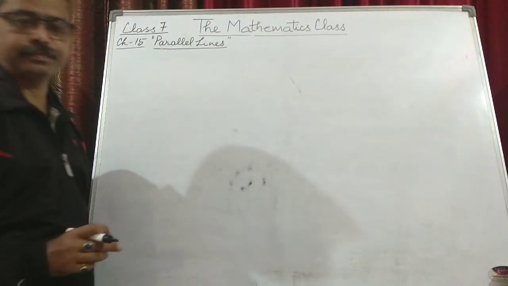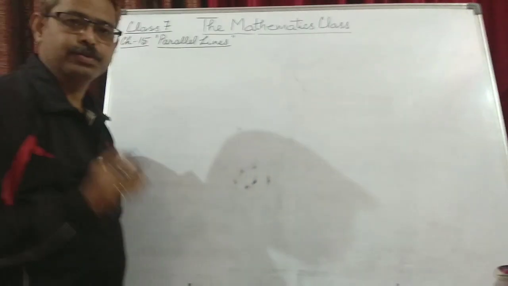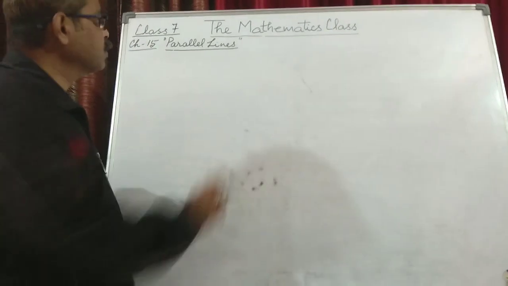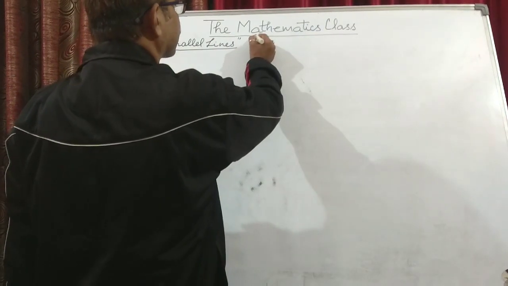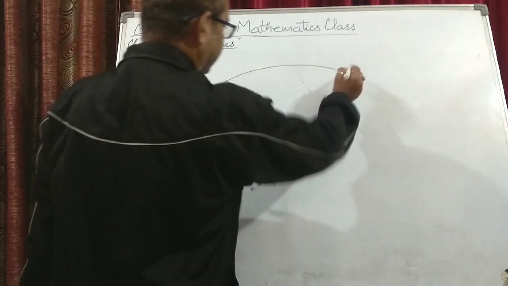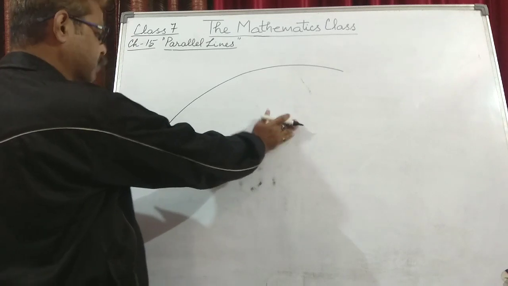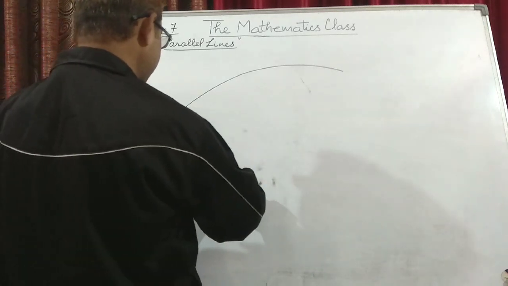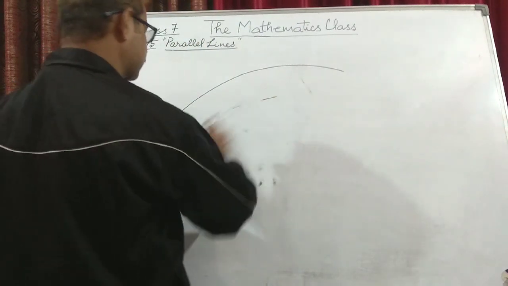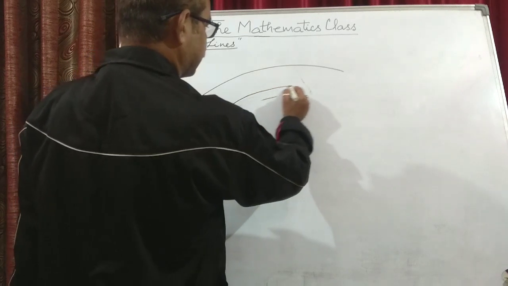Mathematics class. This class is for class 7 and today we are going to start a new chapter, that is parallel lines. So first of all we should know what is the meaning of parallel lines. Suppose I draw a line something like this in the plane of this board, and I draw another line which is at equidistant or equal distance from the same line.